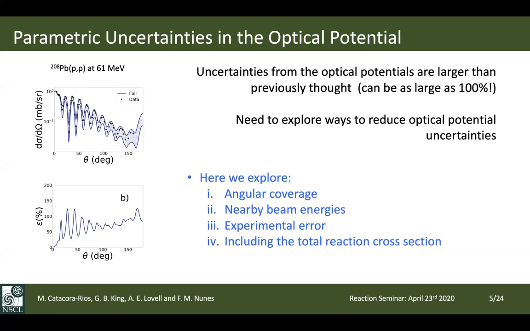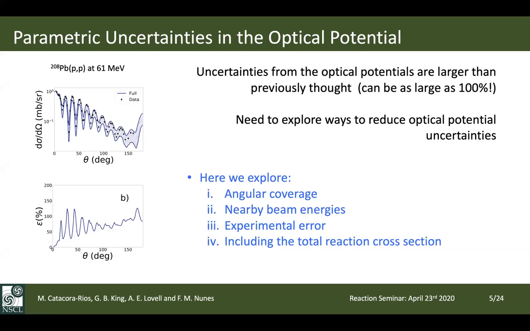So these uncertainties are clearly too large for physicists to extract useful information. And we started to think about ways to reduce the optical potential uncertainties with methods that are applicable to a large range of energies and elements across the nuclear chart. And so in this work, we tested 4 methods using Bayesian statistics to see if they would help.